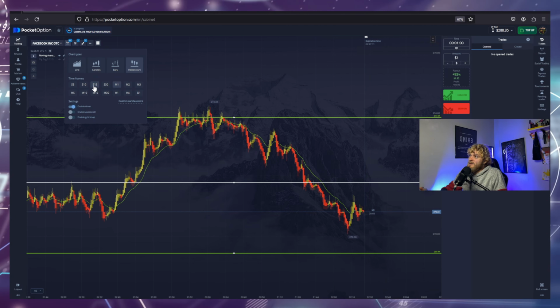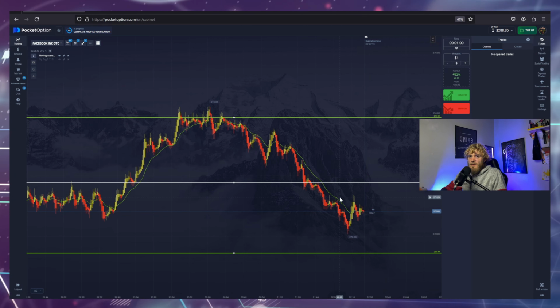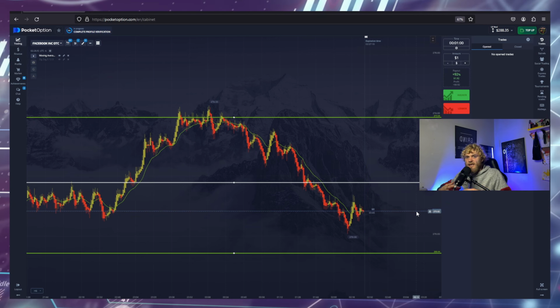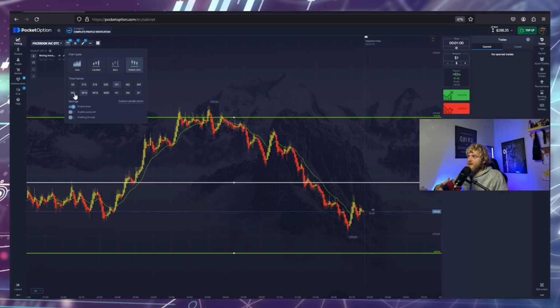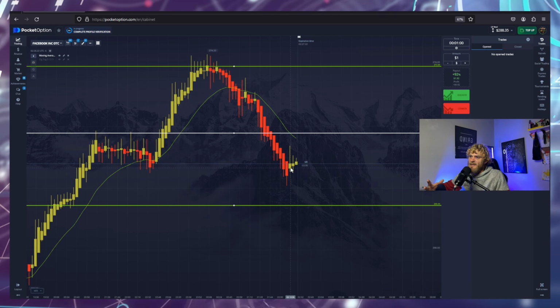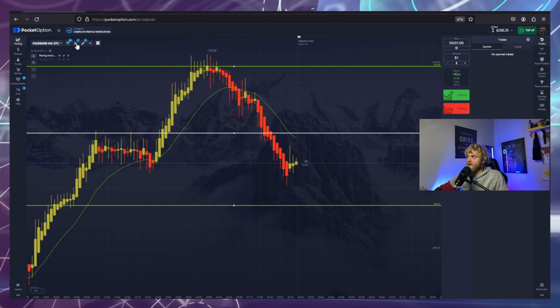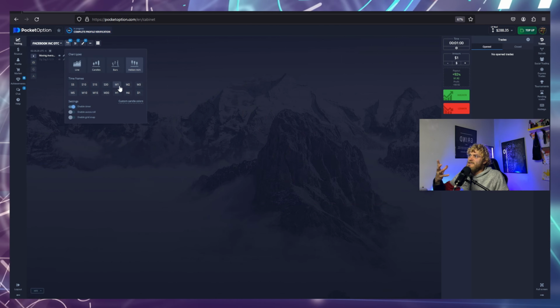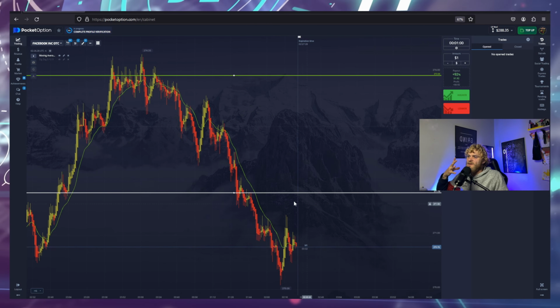I can go down to the lower time frame. This is a 1 minute. So now I'm detailed into the move that's actually happening on the 5-minute. As you can see, I'm already anticipating for price to continue to push down, but I want to see something on this 1 minute time frame confirming all of that.